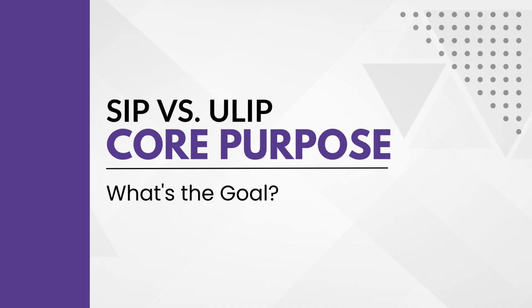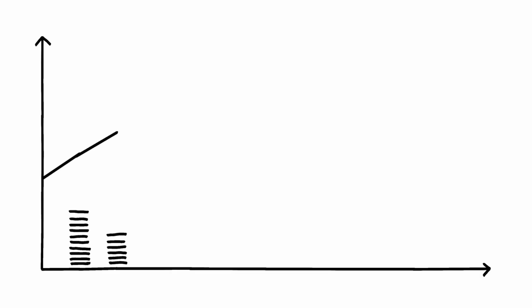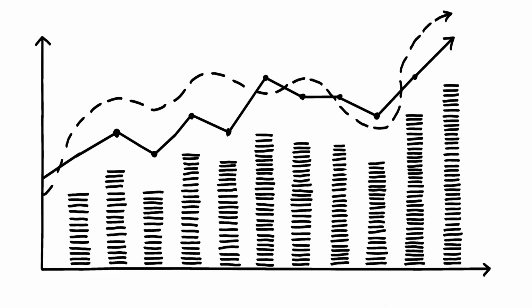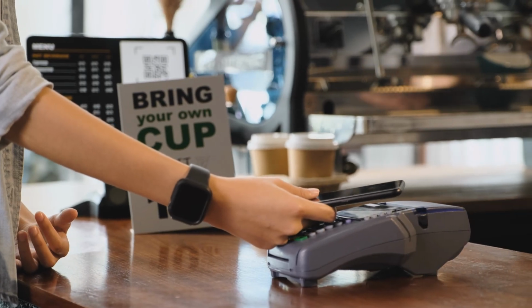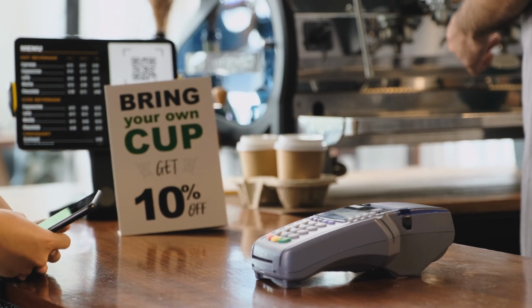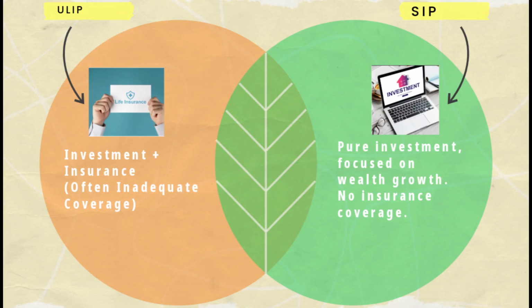Let's start by understanding the core purpose of SIP and ULIP. Both SIP and ULIP involve regular, market-linked investments. However, while SIP focuses purely on wealth growth, ULIP combines investment with insurance. In short, SIP is ideal for those seeking a clear, focused investment strategy, while ULIP offers life coverage along with returns, though often at a higher cost.